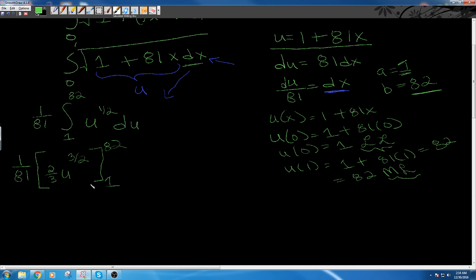Now we need to find the length, take the maximum limit minus the lower limit. Maximum, lower. So we're going to have to plug in each number. So let's do the first one. This is going to get kind of messy here.